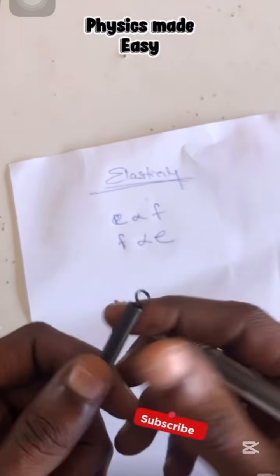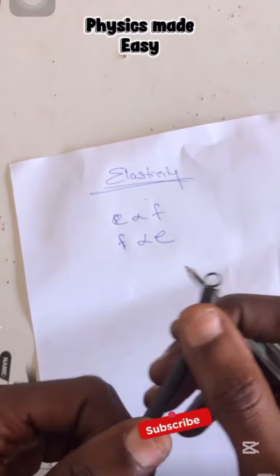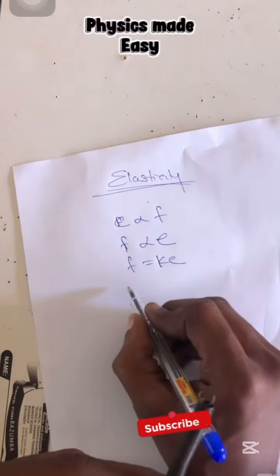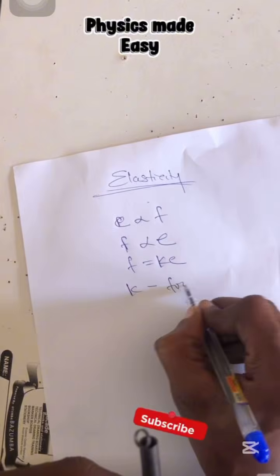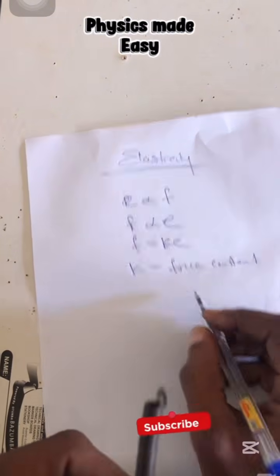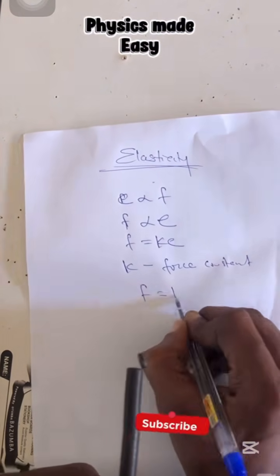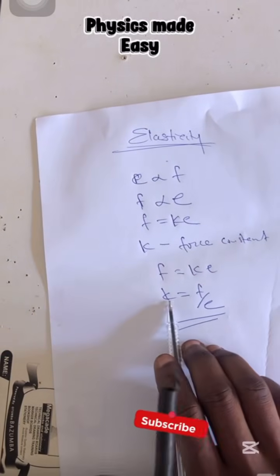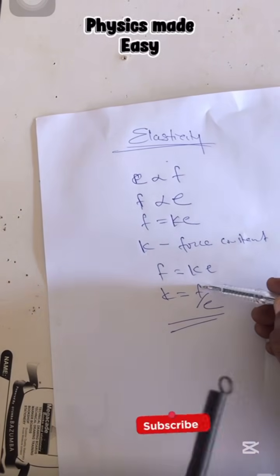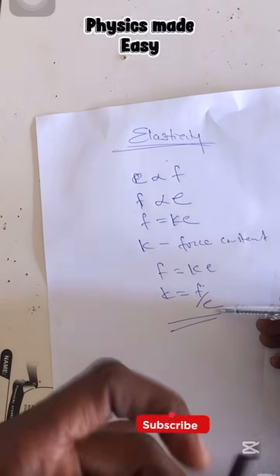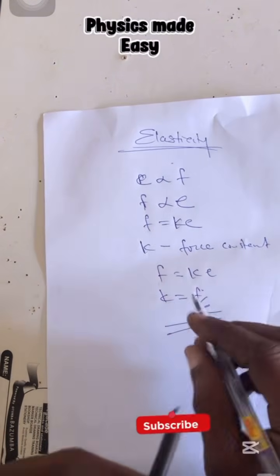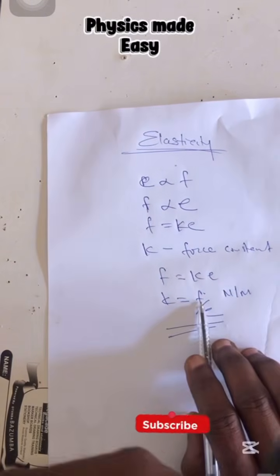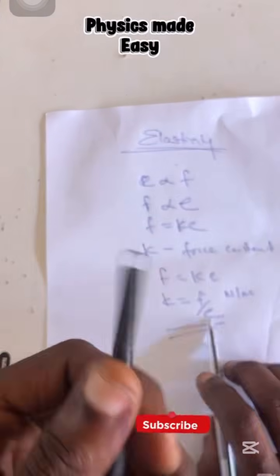And for the force to be equal to extension, there must be a proportionality constant, and that proportionality constant becomes our K, known as Ke. And this K is called the force constant. Let us try and make this K subject. If F is equal to Ke, our K will be equal to F over E, of which your K is the force constant, your F is the external force applied, and E is known as the extension. So in terms of unit, your force constant is in Newton per meter, because your force is in Newton and your extension is in meter.